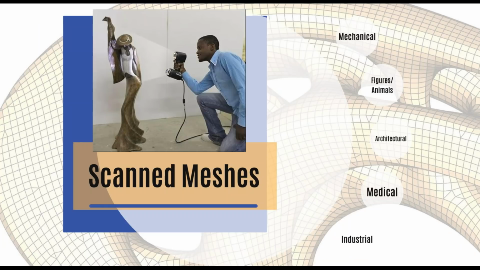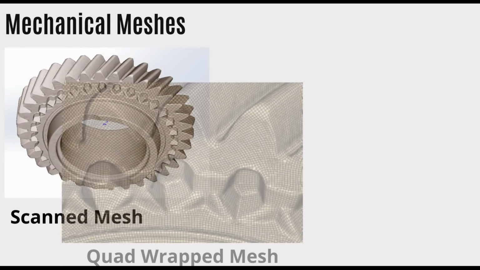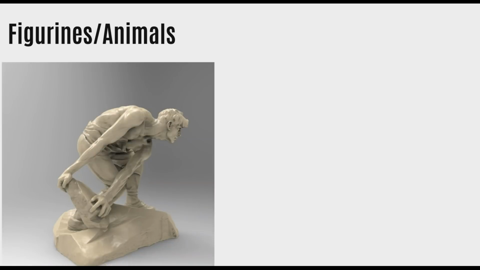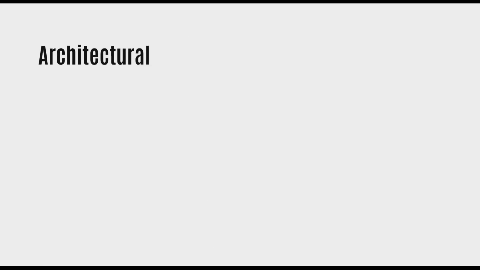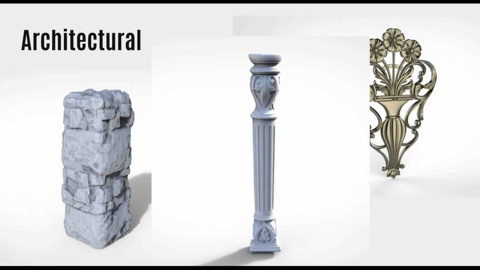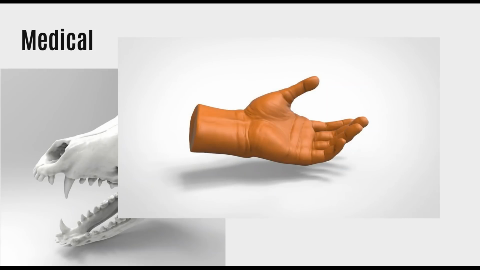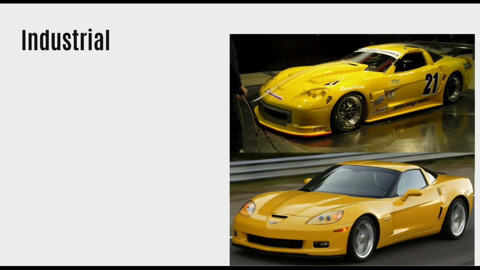Okay, I'm just going to run through some different meshes that we've run through and give you some examples so that, if you have one of these particular fields, you can see the sort of things we can do. We can wrap up mechanical things and produce SolidWorks bodies. We do figurines and animals. We can do architectural stuff. We have customers that are designing bricks, which is really cool, and they use our stuff to produce bricks. We can do medical things. And industrial things. This is one of our customers that uses reverse engineering to take a scan of a normal car and produce a NASCAR out of it.